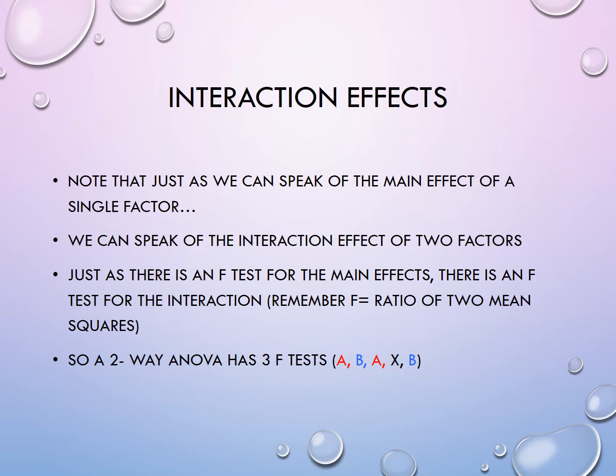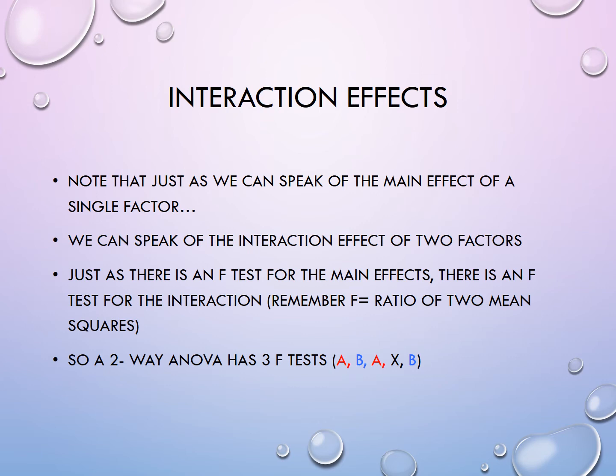Just as there is an F-test for the main effects, right? Just like when you had a one-way ANOVA, you had an F-test with degrees of freedom, an F-value, and a P-value. There's also a separate F-test for an interaction. So if you have a two-way ANOVA, then you're going to have three F-tests. You're going to have the main effects of A, the main effects of B, and the interaction of A times B. So you have three separate F-tests that you're going to be reporting in a two-way ANOVA.